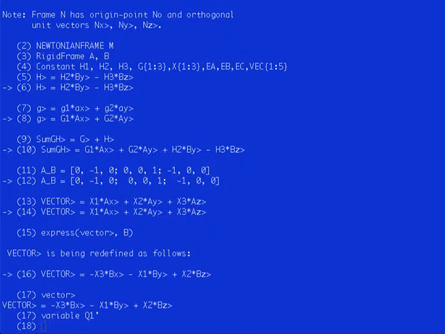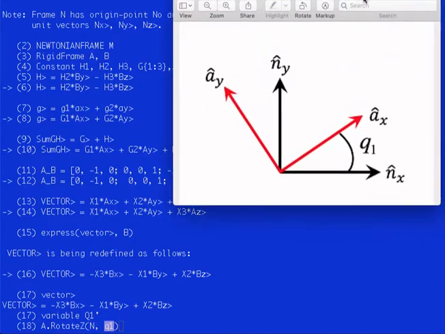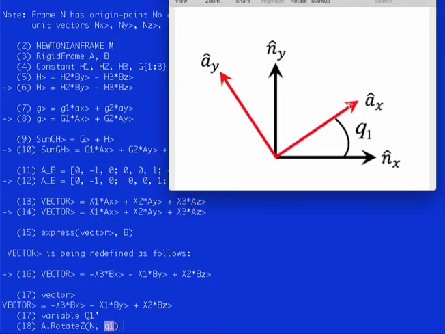Okay, so now I can go ahead and do things like a new command here, A rotate Z N Q1. So A rotate Z, say I'm going to rotate about the Z-axis. I'm going to rotate A about the Z-axis relative to what? Relative to N an amount Q1. Okay, so that's a simple rotation, for example. So this is going to rotate A relative to the N basis.